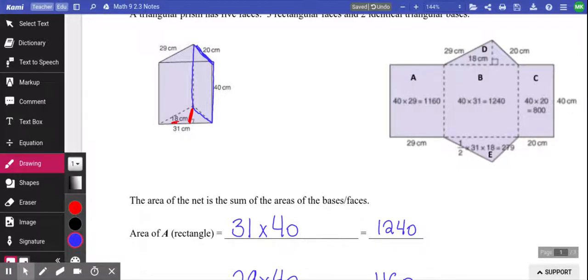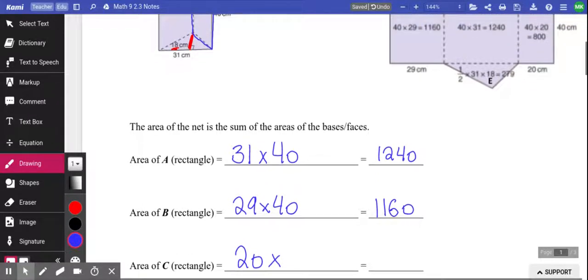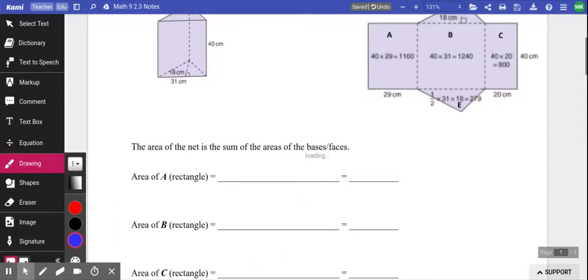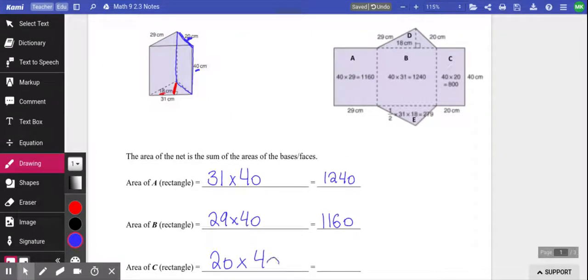If I want to do the area of that guy, I want to do the width, which would be 20, times its height, which would be this 40. 20 times 40 is 800. I now have done the front, the back left, and the back right. So I've done all the sides. Now my goal is to do the triangle, like the top and the bottom.